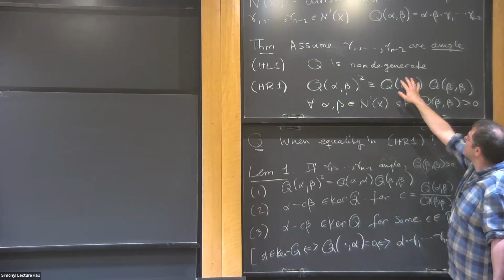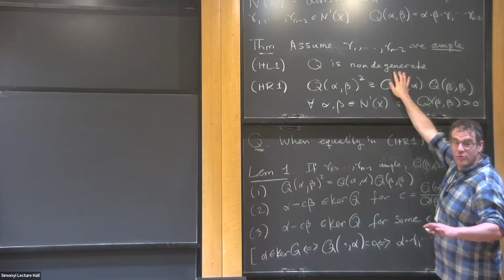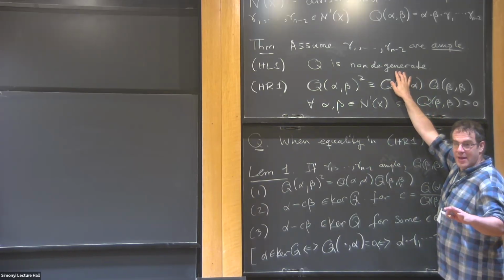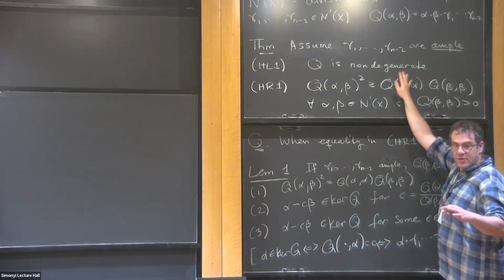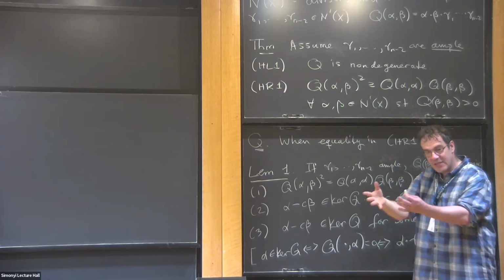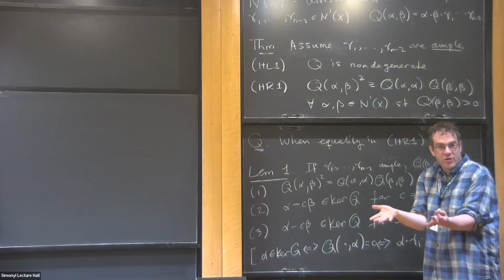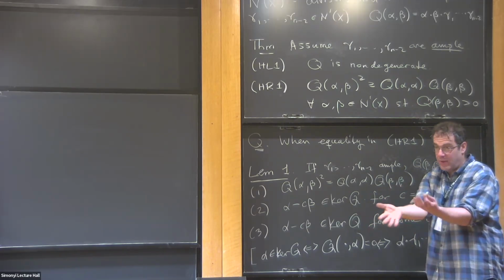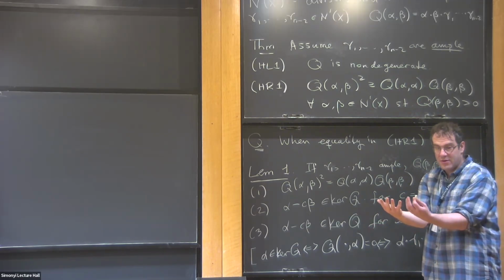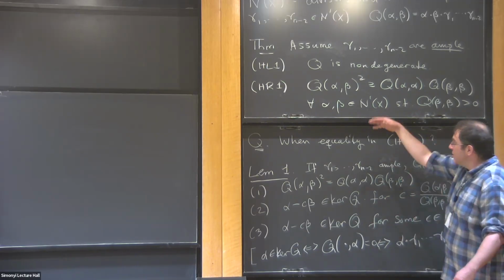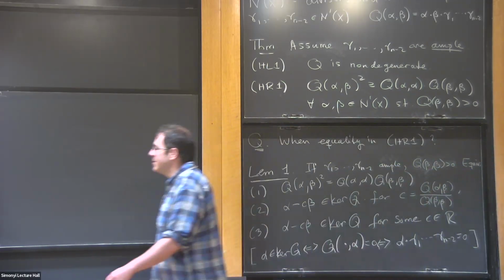On the other hand, this Hard Lefschetz theorem absolutely fails if you replace gamma 1 to gamma n minus 2 by nef elements. There's no reason why if I take a limit of a sequence of non-degenerate quadratic forms, I should get a non-degenerate quadratic form, right? In the limit, I can get some element in the kernel that didn't exist before. Does that make sense?